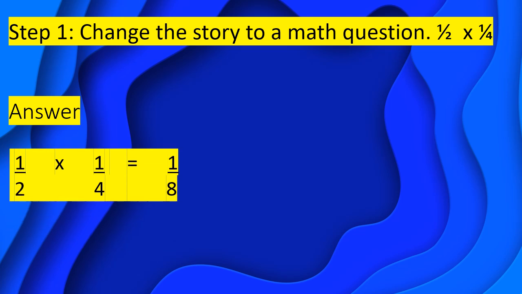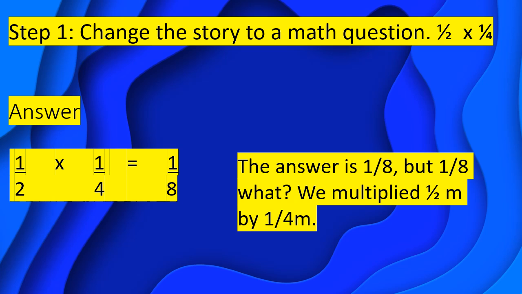Now let's look at the answer. So we have 1 by 2 multiplied by 1 by 4. You multiply sideways across the top. 1 times 1 equals 1. Sideways across the bottom. 2 times 4 equals 8. So the answer is 1 by 8.